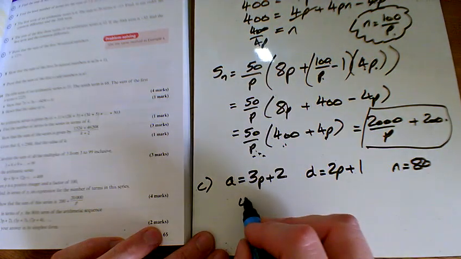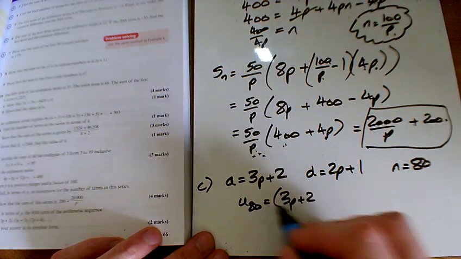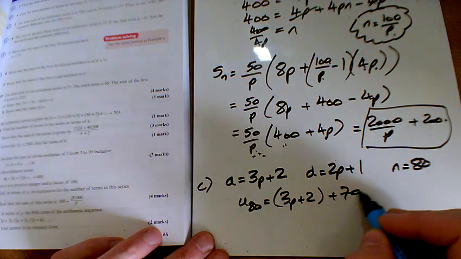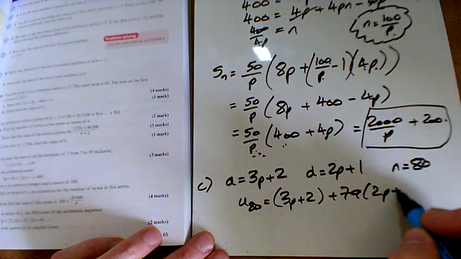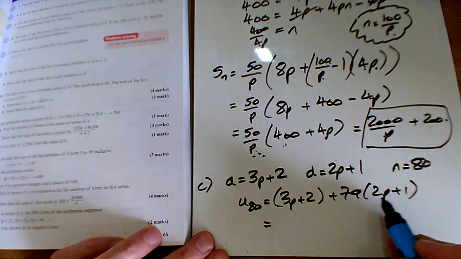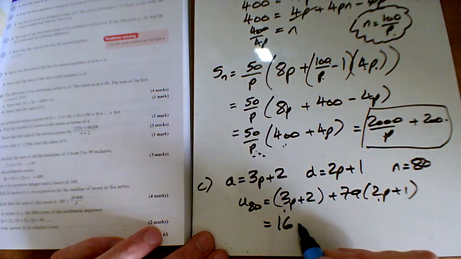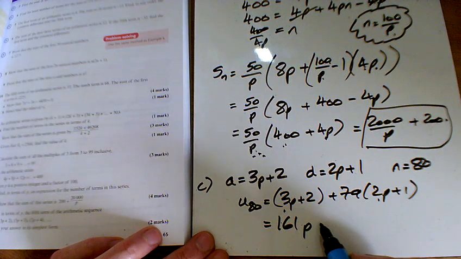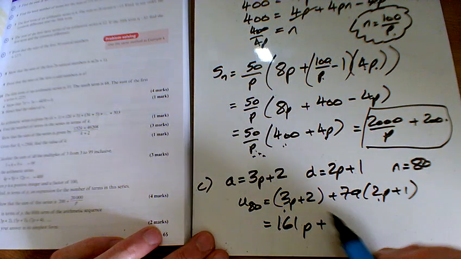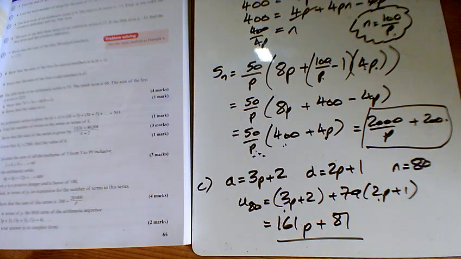So the 80th term is the first term plus 79 differences. So I've got 79 times 2 is 158 plus the extra 3. So that's 161p's. And then I've got 79 add 2, which makes 81. It doesn't actually lead on from the rest of the question. It's just a different part.